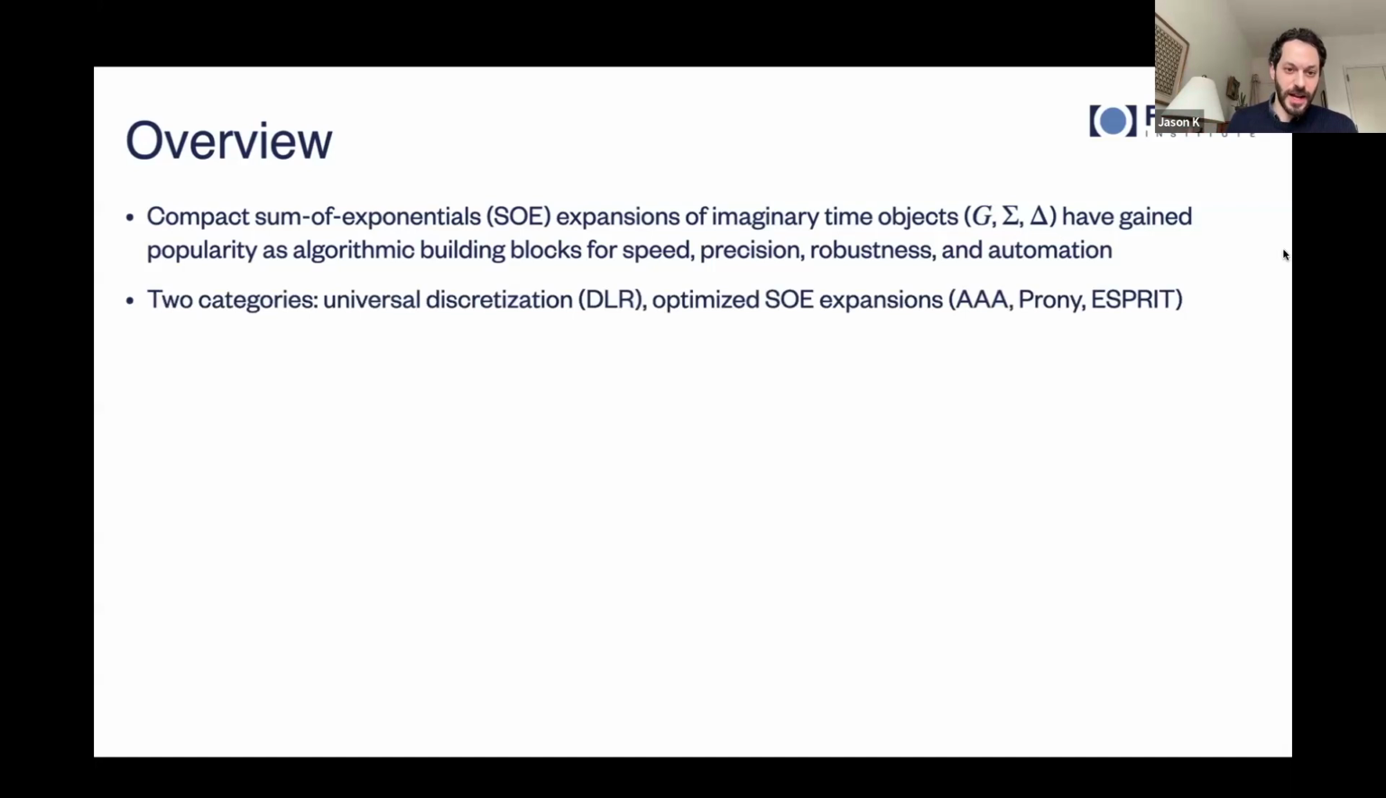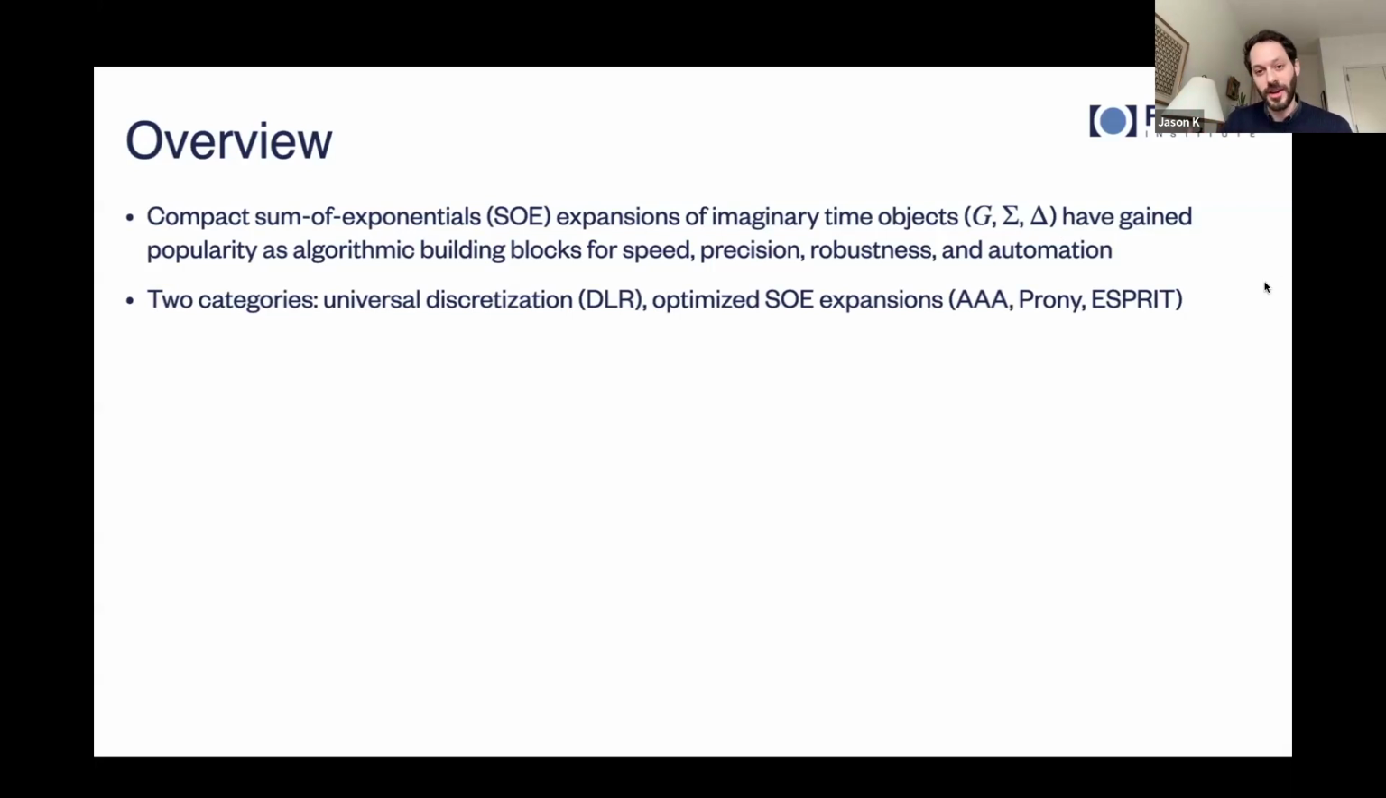And I want to identify two categories of these algorithms, which I think is useful. One is what I'll call universal discretizations. The discrete Lehmann representation will be my example of this. There, you want a single representation that works for basically all imaginary time functions at the same time, and it will become clear what I'm talking about.